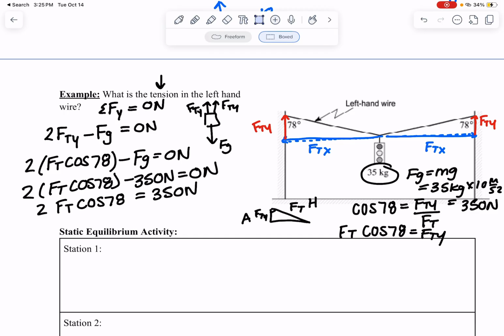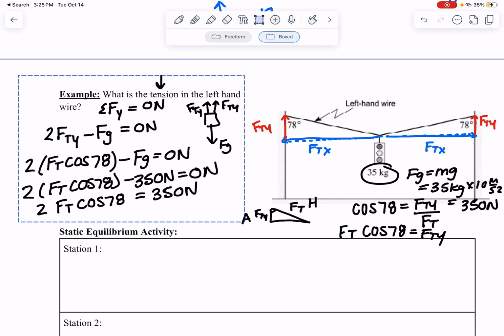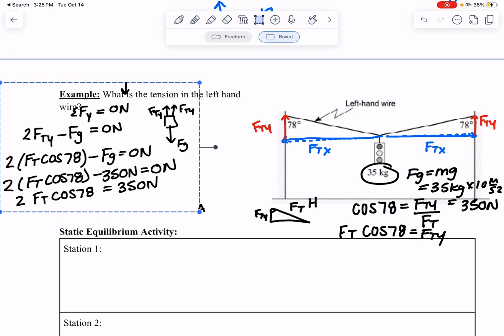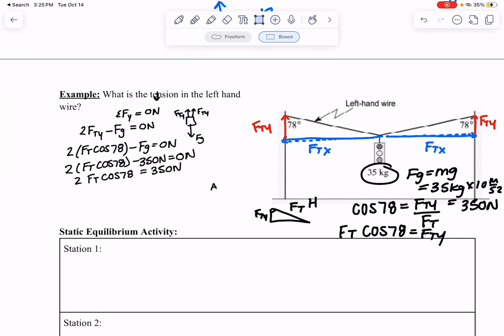I'm going to go ahead and make this stuff a little bit smaller so that I have more space. Okay, I just made some stuff smaller.